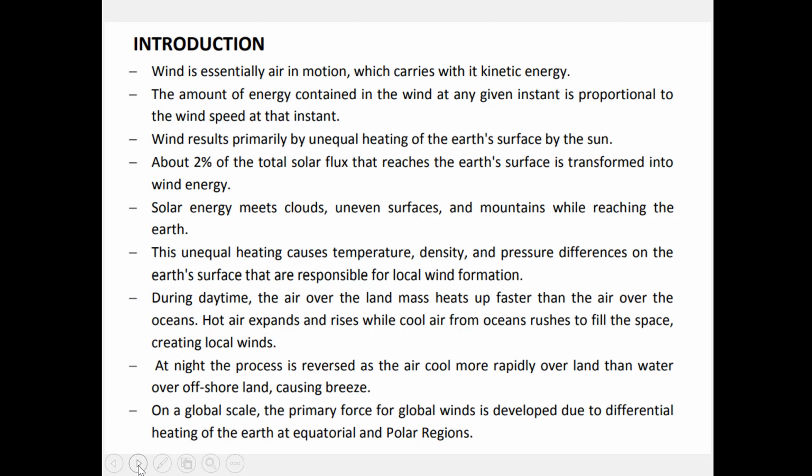So first of all, introduction. Wind is essentially air in motion which carries kinetic energy. The amount of energy contained in the wind at any given instant is proportional to the wind speed at that instant.